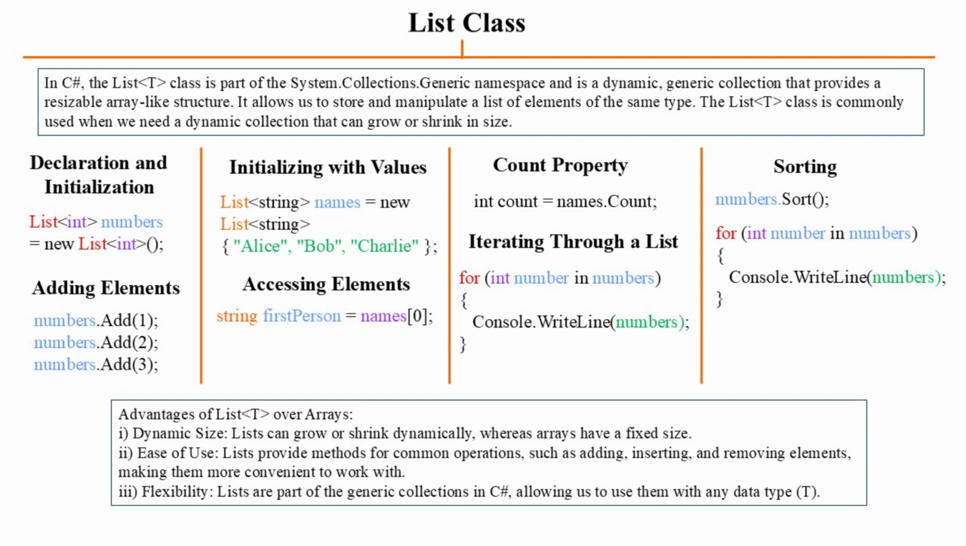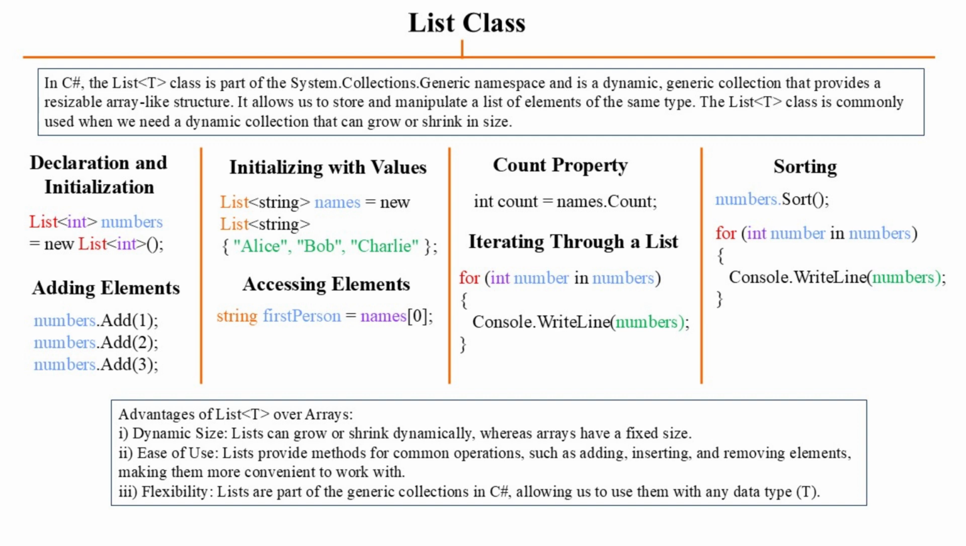Third, initializing with values. In the initializing with values example, the program declared variable names as a list with string type and initialized with values Alice, Bob, Charlie. Fourth, accessing elements. In the accessing elements example, the program assigned the value of the first element in list names, which is Alice, to the variable firstPerson.